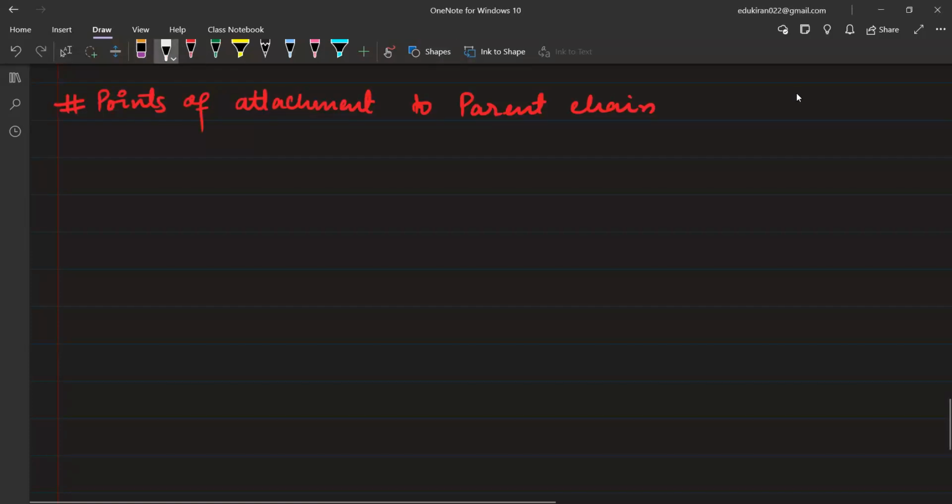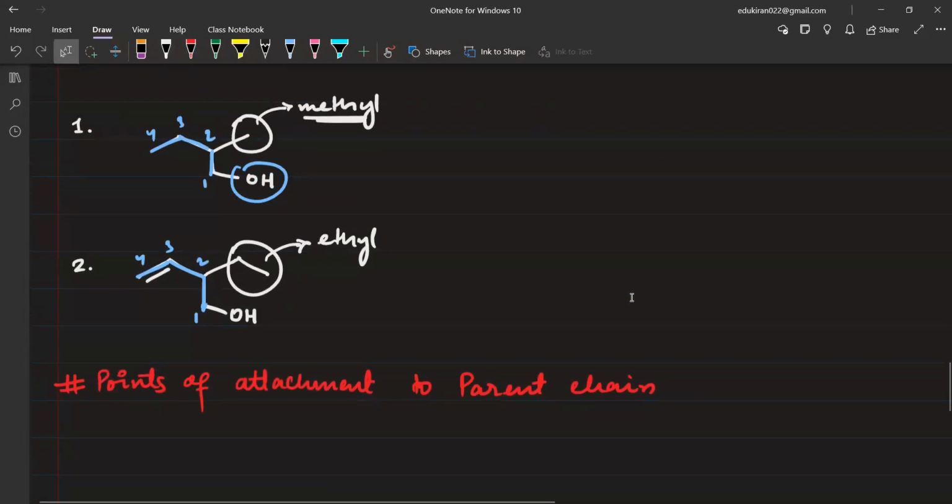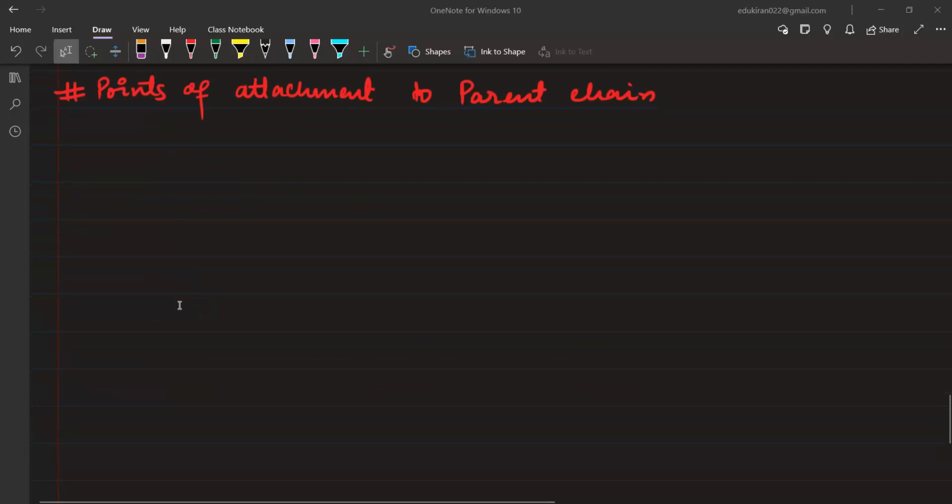Fia, where were you? You missed a bit. See these two. You understand it is methyl and ethyl. Yes, Fia, look at these two examples. Fia, do you get this? Yes or no? Please tell me. Fia is not audible.